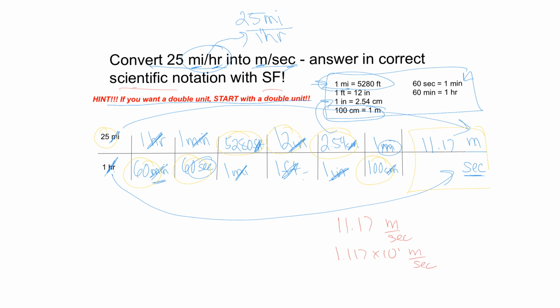And now I'm going to do my sig figs. How many sig figs in 25? Remember, the equivalences have an infinite number of sig figs. So I don't look at those. I just look at this number. It's 25. So I have 2 sig figs. So I'm going to round off right here. And so my answer is 1.1 times 10 to the 1 meters per second.